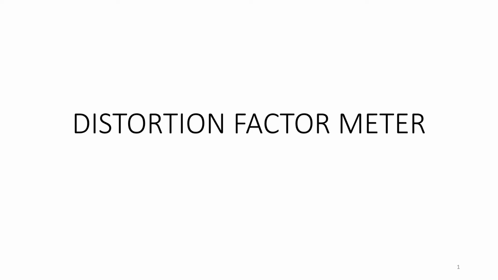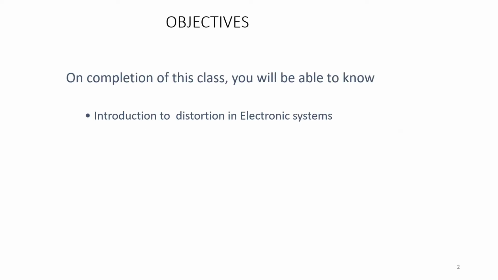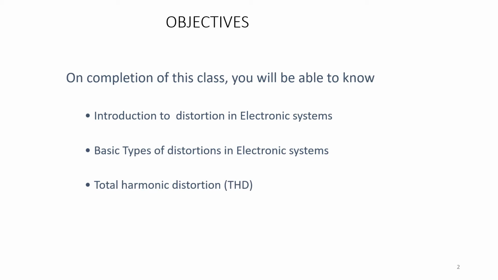So before we go for what a distortion factor meter is, let us just see what are the different types of distortions. What are the basic types of distortions in electronic systems? The total harmonic distortion, and what are the different distortion analyzers.